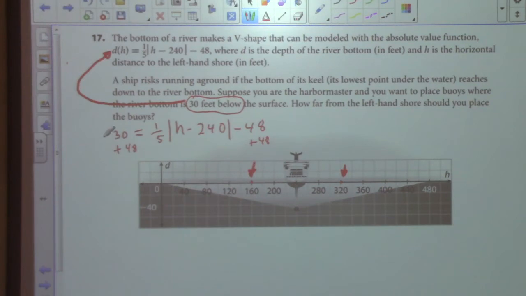Okay, so now we're going to make this negative 30, and that might fix everything for us now. So now we add 48, and we get 18, right? So 18 equals 1/5, and I'm just going to find it out.